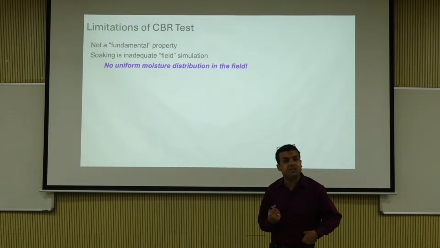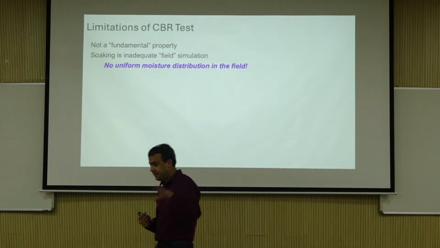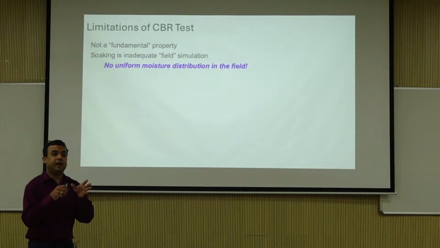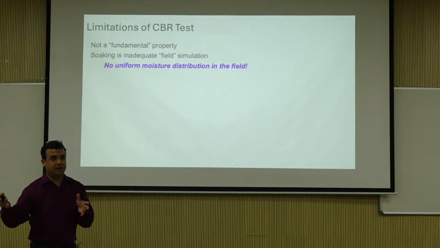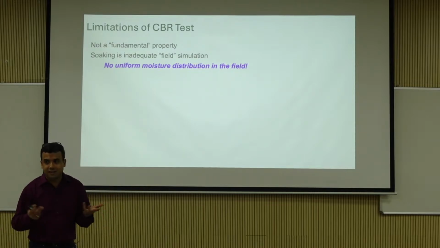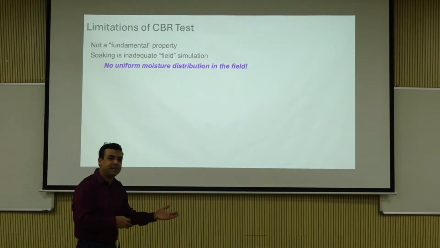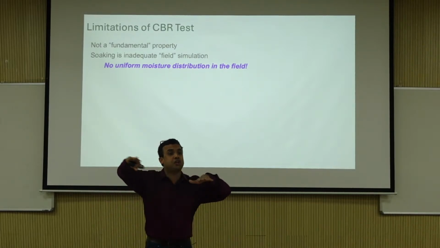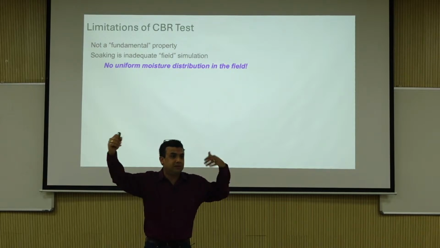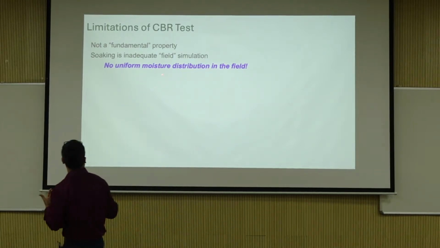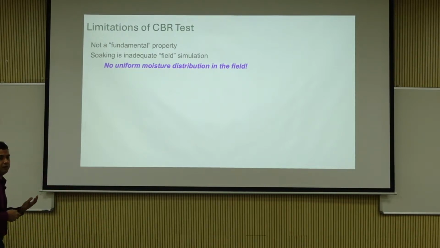But the problem with the CBR by that method, and that is the reason I didn't answer your question at that point, is because we were going into this. In the field, how many times do you actually see the layer is completely flooded? Sometimes it is, but then the water gets removed. How many times do you see the entire layer is at one moisture content which is 100% saturation? Never happens, right? So uniform moisture condition in the field is not a realistic situation.